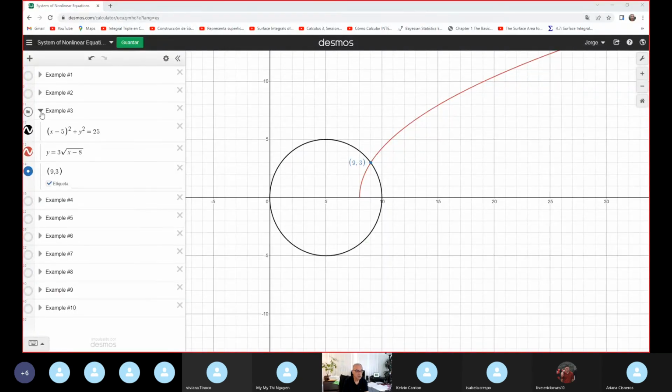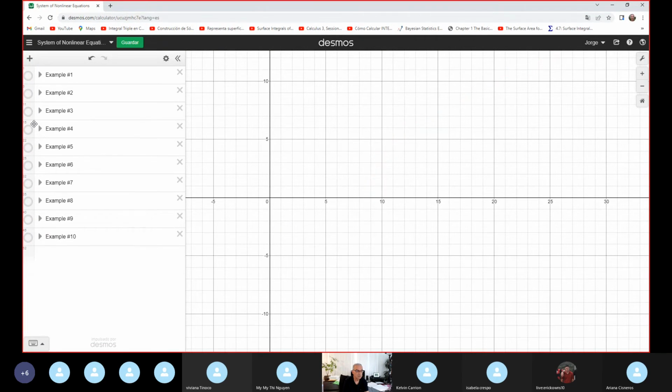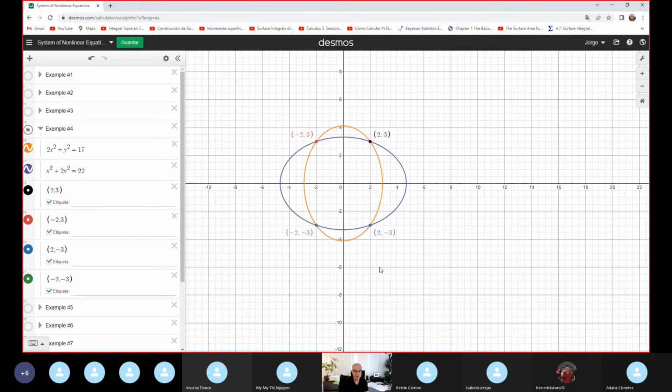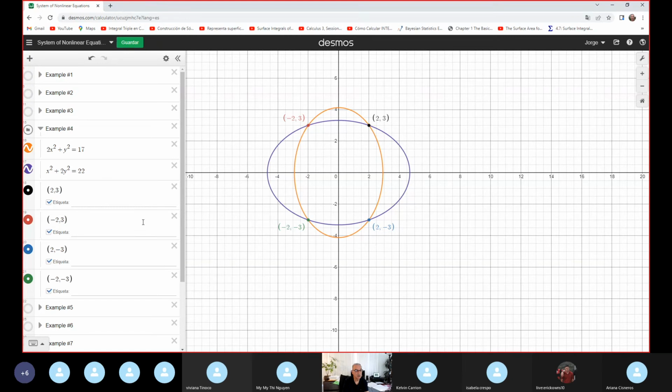I suppose you see Desmos now. Yes or no? Look. Wow. It's 2 ellipses, the orange ellipse and the purple color ellipse, and the intersection is 4 points. It's the famous 2, 3, 2, minus 3, minus 2, minus 3, and minus 2, positive 3. Do you see? This is the beauty of that, guys. Okay, we can check it always.